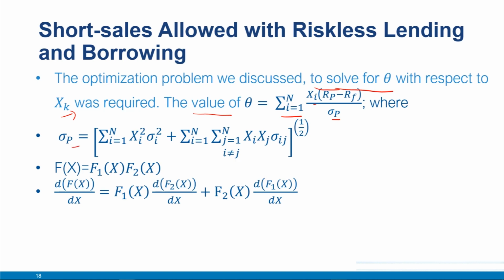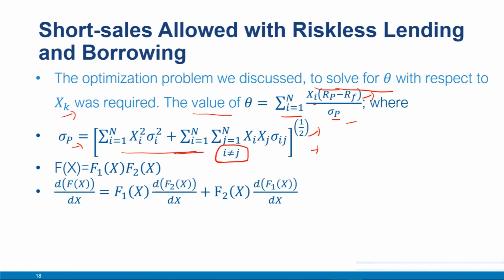Here, sigma p is the risk of the portfolio, which can be given by this expression: summation xi square sigma i square, and summation over i and j xi xj sigma ij. So these are the two components of this risk function. In the second component, notice that i is not equal to j, and the whole thing is raised to the power half. This is the customary risk function that we have already seen. But interestingly, please note, this is a combination of two expressions, so there is something in the numerator and something in the denominator.